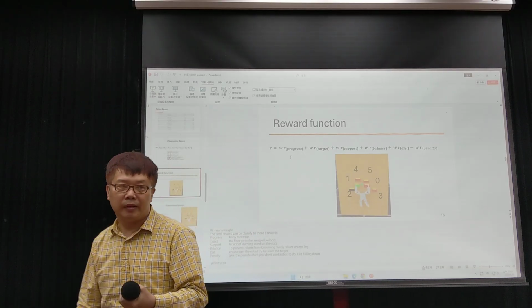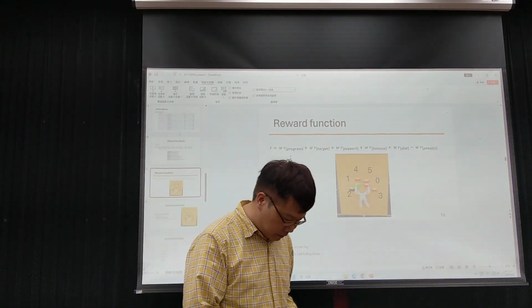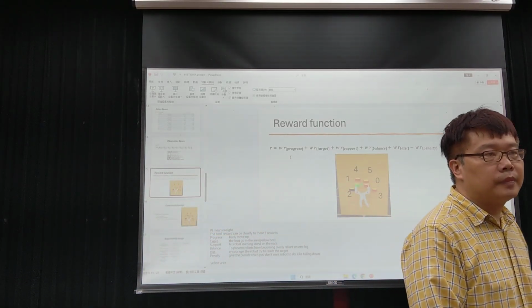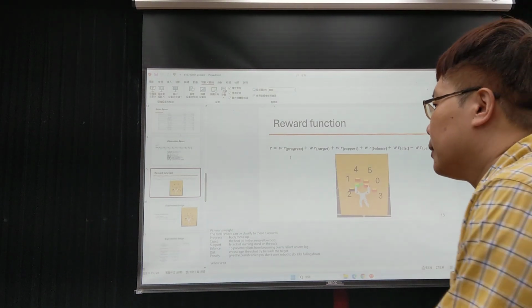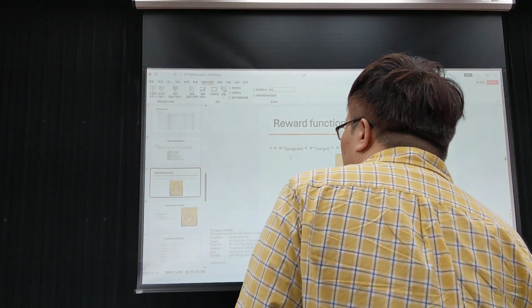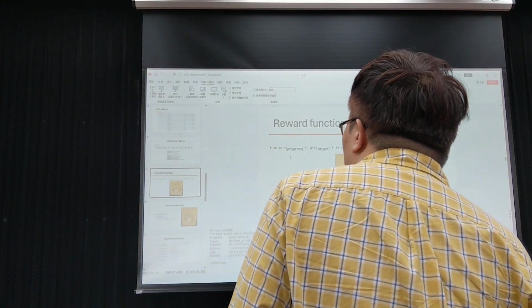Okay, each one. First, the progress. You need to encourage your robot to move. So in the beginning, you have to give a little reward to make the robot move up.